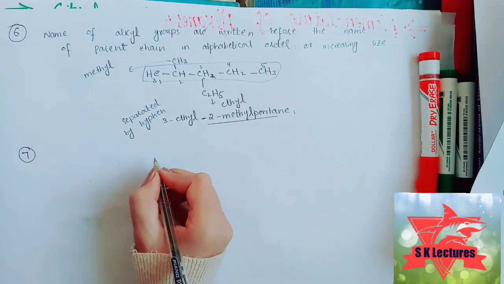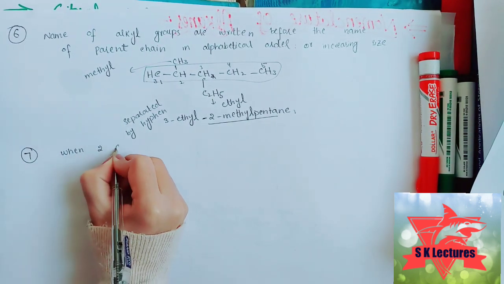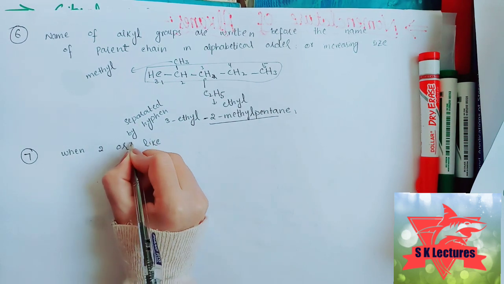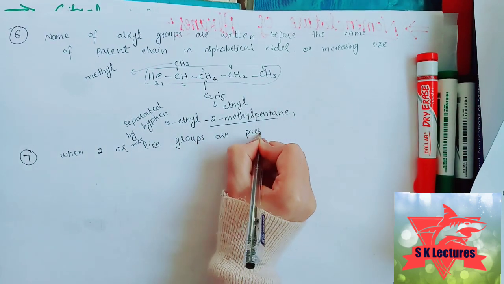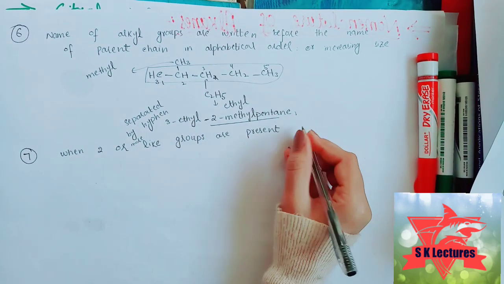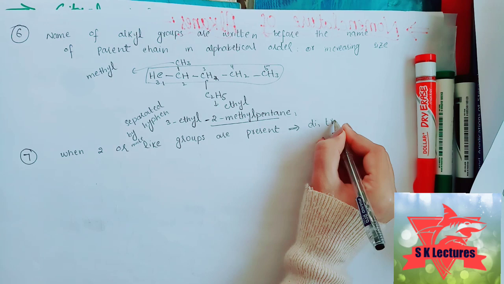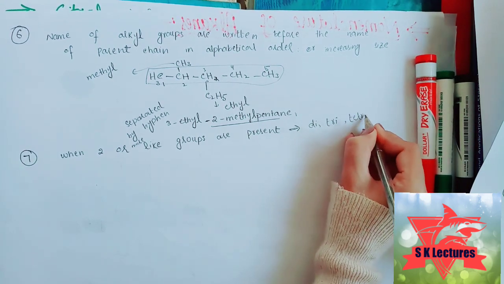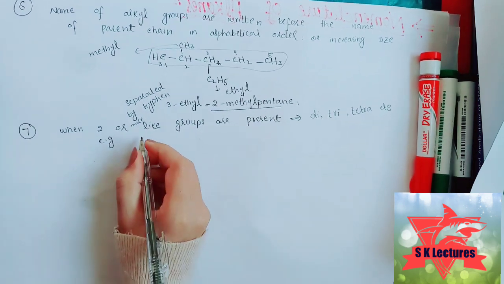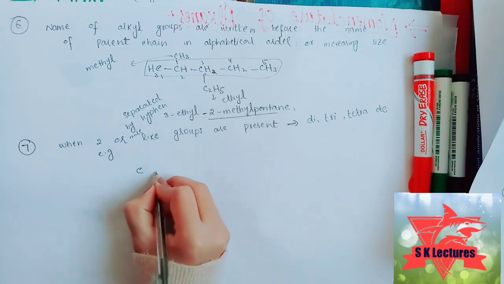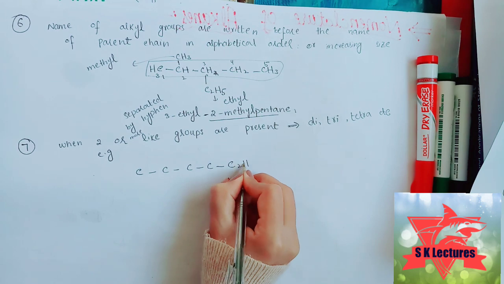So the seventh rule is that if two or more identical or same substituents are present on the parent chain, then their names are indicated by prefixes, which are di, tri, tetra, etc. Di is for 2, tri is for 3, tetra is for 4, and their numbers are grouped together and separated by commas. You will see in this example we have a chain containing 6 carbon atoms.